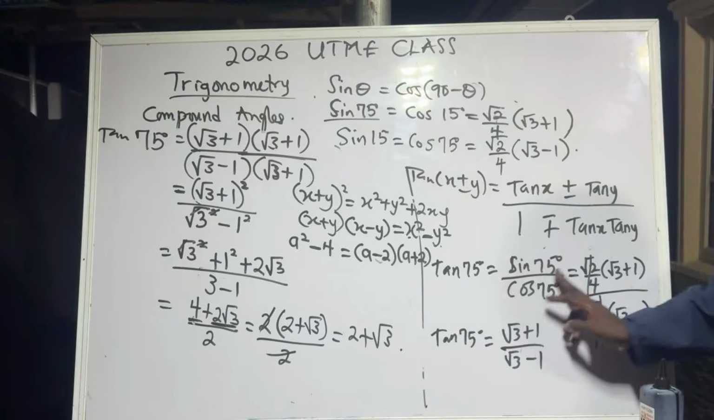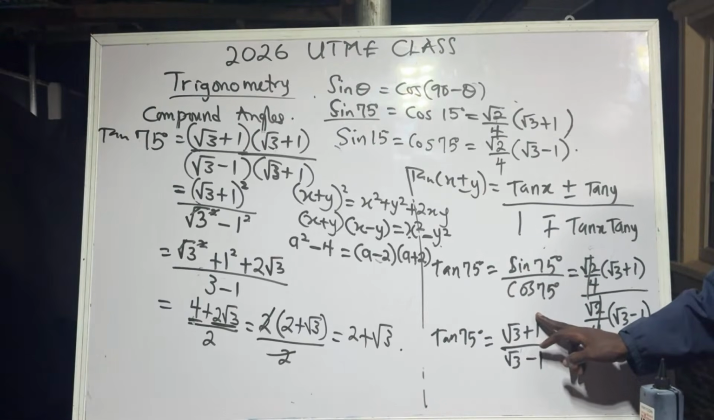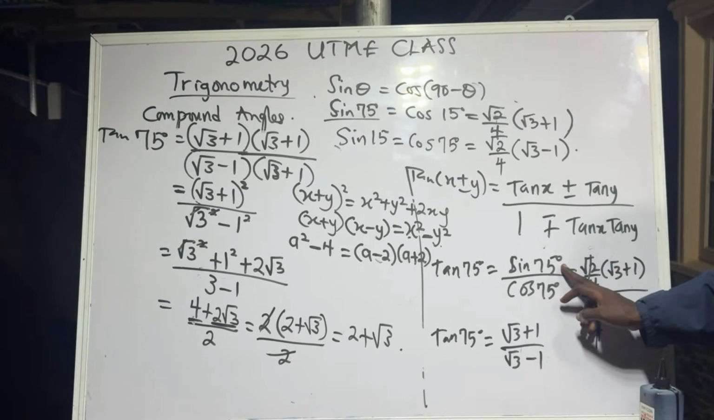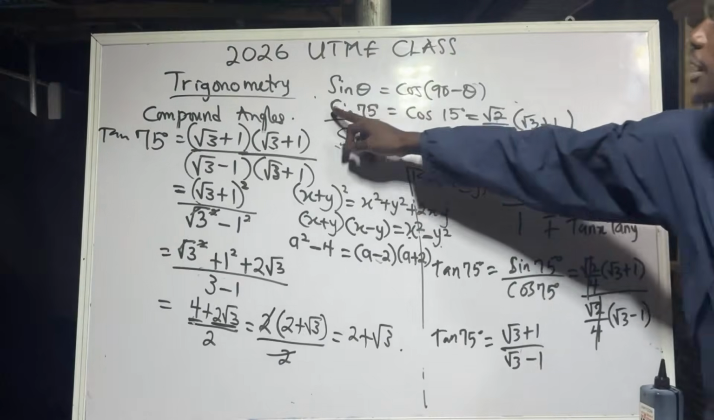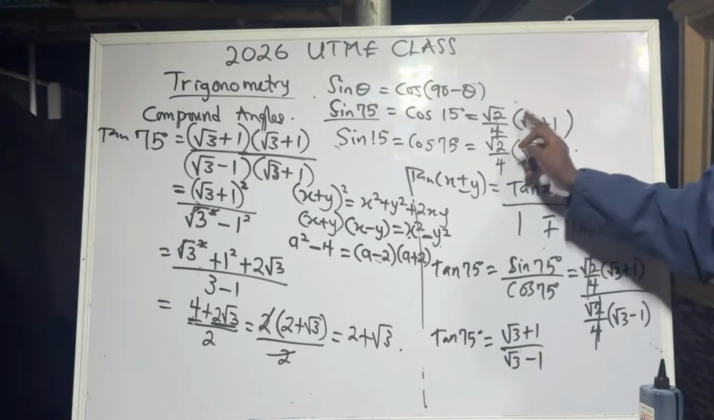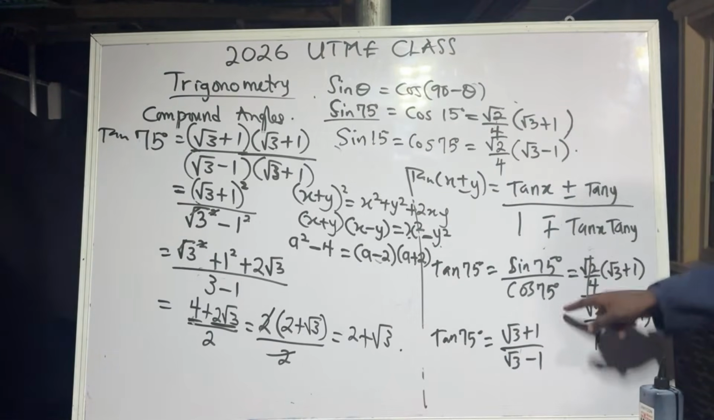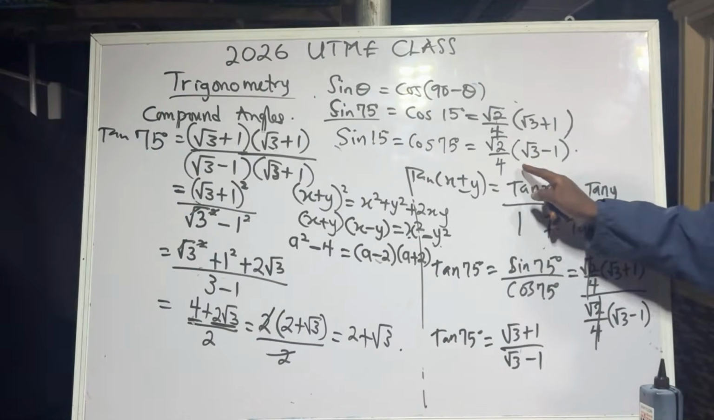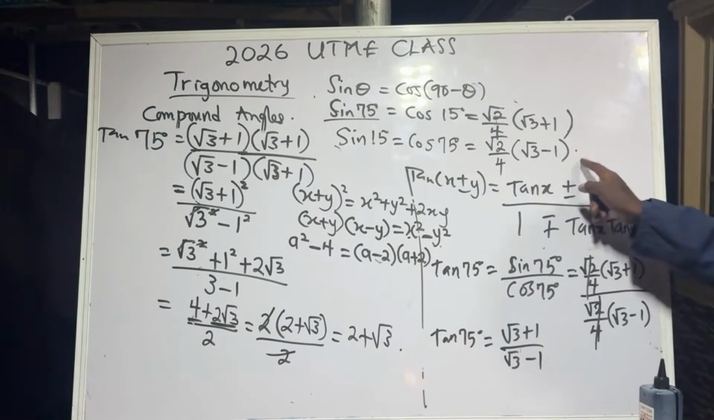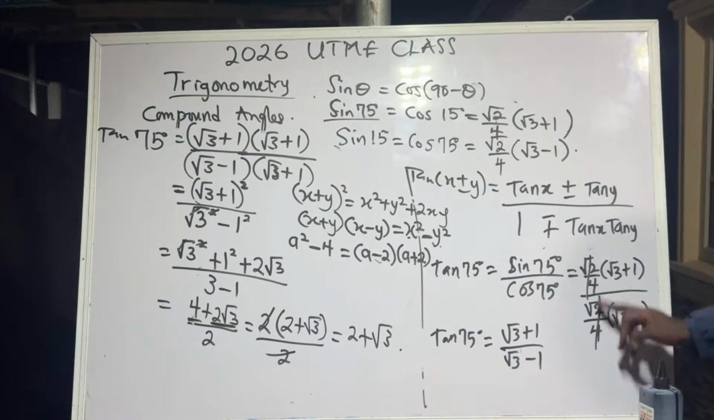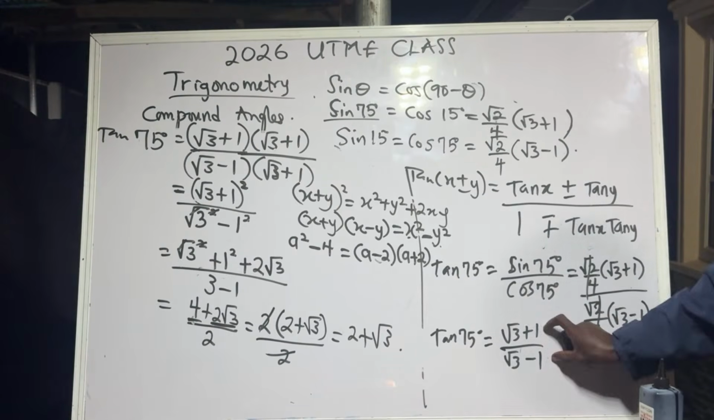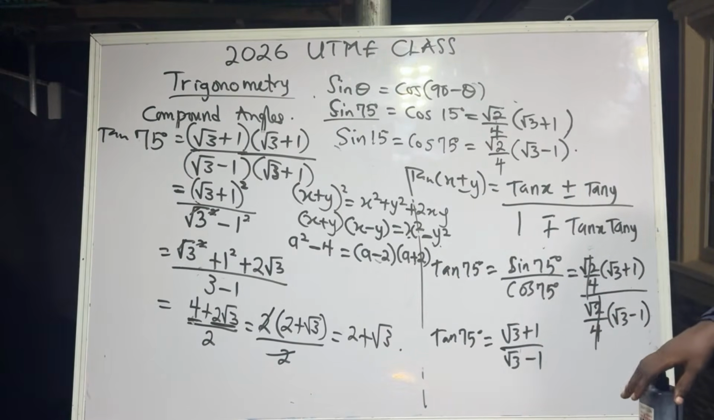And we knew our sine 75 earlier. We've gotten that to be what? Our sine 75 is root 2 over 4 in bracket root 3 plus 1, over cos 75, which is root 2 over 4 in bracket root 3 minus 1. That is what I wrote here. Then this one cancels this. Then you have this one left. And that is how you have solved.